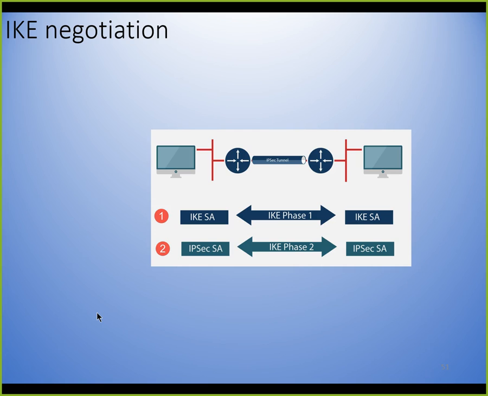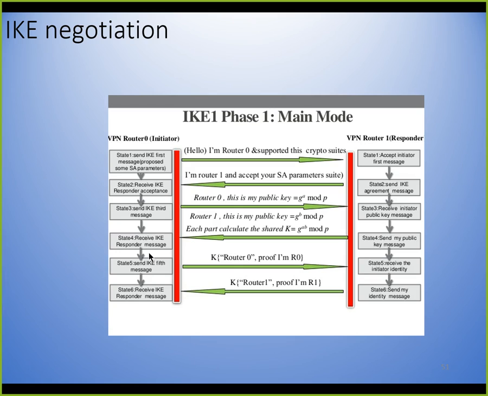The negotiation is a 2-phase process, phase 1 and phase 2. The first one is the security associations, and what they basically do is negotiate a tunnel to negotiate the protocol. And then once they get the protocol, IKE phase 2 is when the actual encapsulated, encrypted data gets sent back and forth.